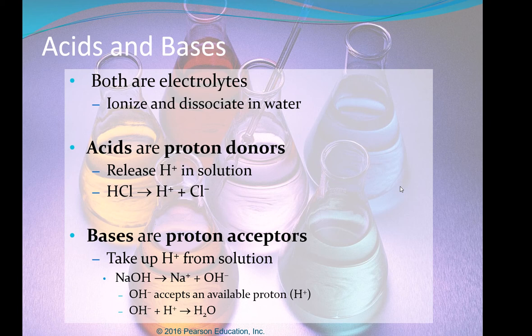So you can see the hydrochloric acid here will dissociate into hydrogen ions and chloride ions. Bases are what we consider proton acceptors. They will take up hydrogen ions from a solution. And so here you have NaOH dissociating into a sodium ion and a hydroxyl ion. That hydroxyl ion can then accept an available proton, and we get water at the end of it.